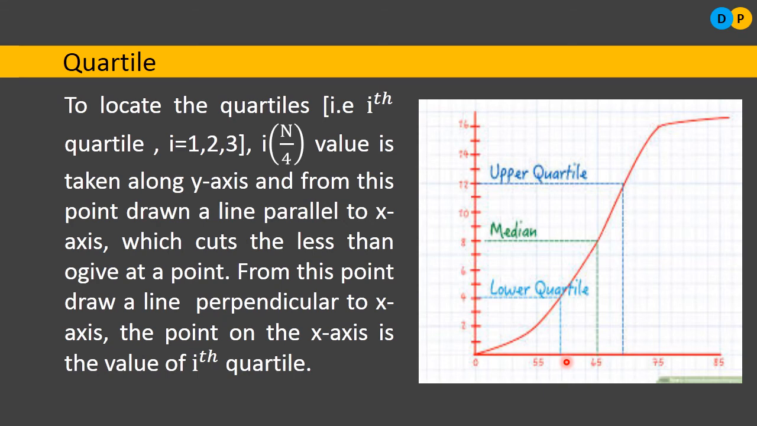Similarly, if I want to know the second quartile, then take 2 into capital N by 4. From here I will draw a parallel line, and from the point where it touches the less than Ogive, I will draw a perpendicular line towards the x-axis. This point on the x-axis is the second quartile, nothing but the median. The next one is the third quartile, the upper quartile. So first quartile, second quartile, and upper quartile. Using the less than Ogive, we can easily plot quartiles. Not using the more than Ogive, only using the less than Ogive, we can plot the quartiles.